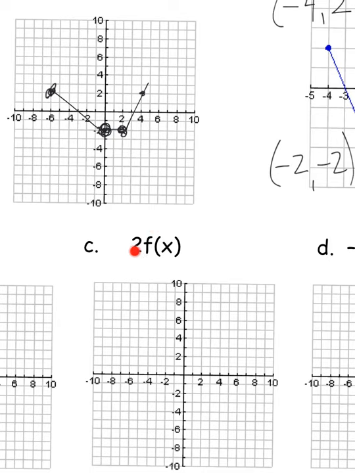This one we're taking the output and multiplying it by 2. So if we come over here, you multiply this output by 2, so -4, 2 would be -4, 4.